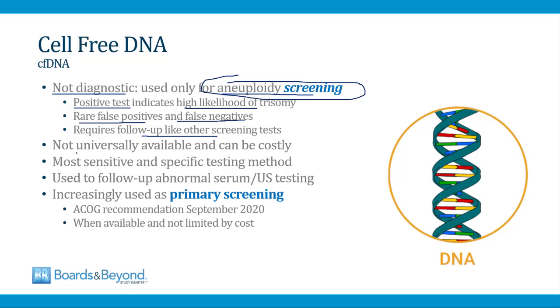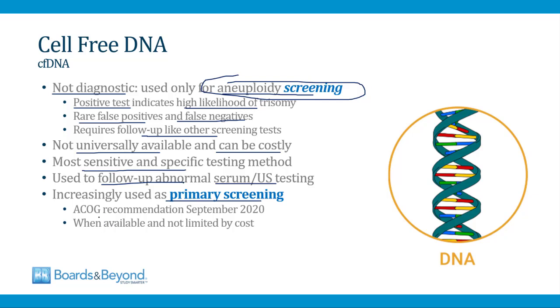Cell-free DNA isn't universally available in the United States, and it can be expensive, but when it is available and it is affordable, it's the most sensitive and specific testing method available to screen for fetal aneuploidy. Initially, it was only used for follow-up of abnormal serum or ultrasound testing, but more and more it's being used as the primary method of screening for aneuploidy. In other words, it's replacing measurement of serum markers in many practices.